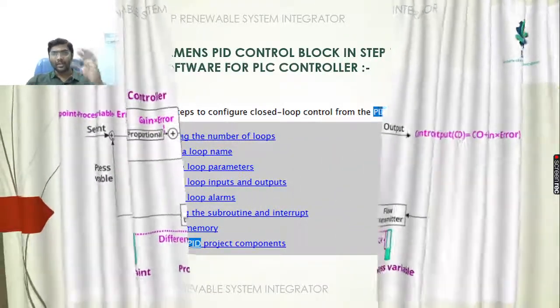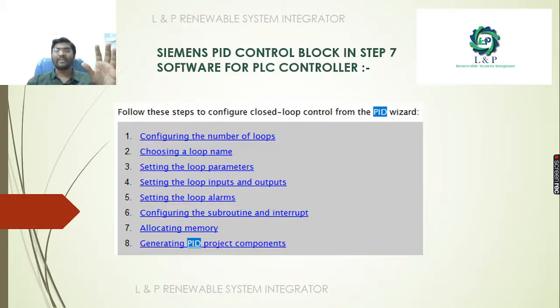Now let us see what happens if you are opening the Step 7 Micro software, the PLC software. Now you want to open a PID wizard, proportional integral derivative wizard. Before opening it, if you open it, you need to configure the following things. First, you need to configure the number of loops that is required. It can be from 0 to 7.